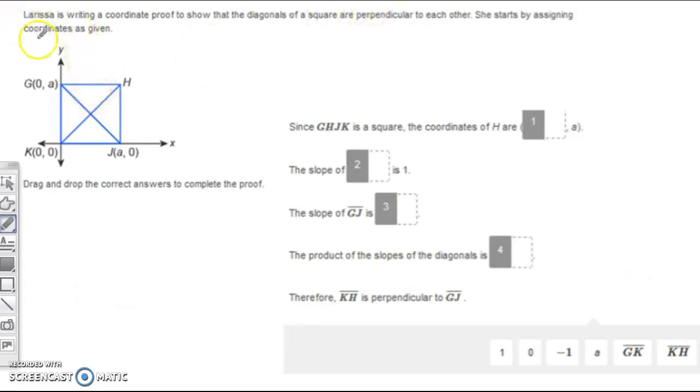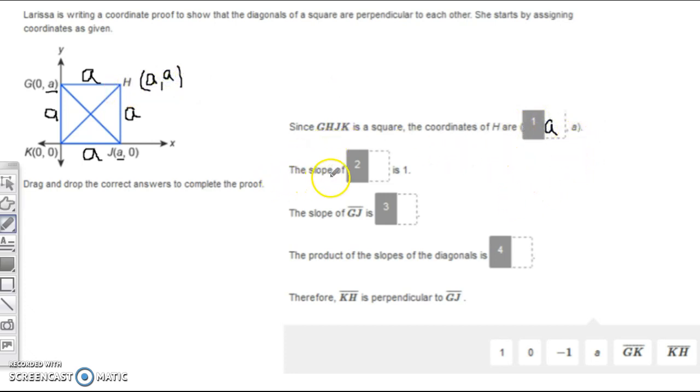Okay, lots of properties, but let's go ahead and jump into this quiz. It says, Larissa is writing a coordinate proof to show that the diagonals of the square are perpendicular to each other. She starts by assigning the coordinates as given. It says, since this is a square, the coordinates of H are what? Well, since this is length A, and this one's length A, this is a square, so all the sides have to be length A, correct? So, since all the sides have the same length, we know that this point goes over A units and up A units. And we only have to fill in the x value, so there we go.